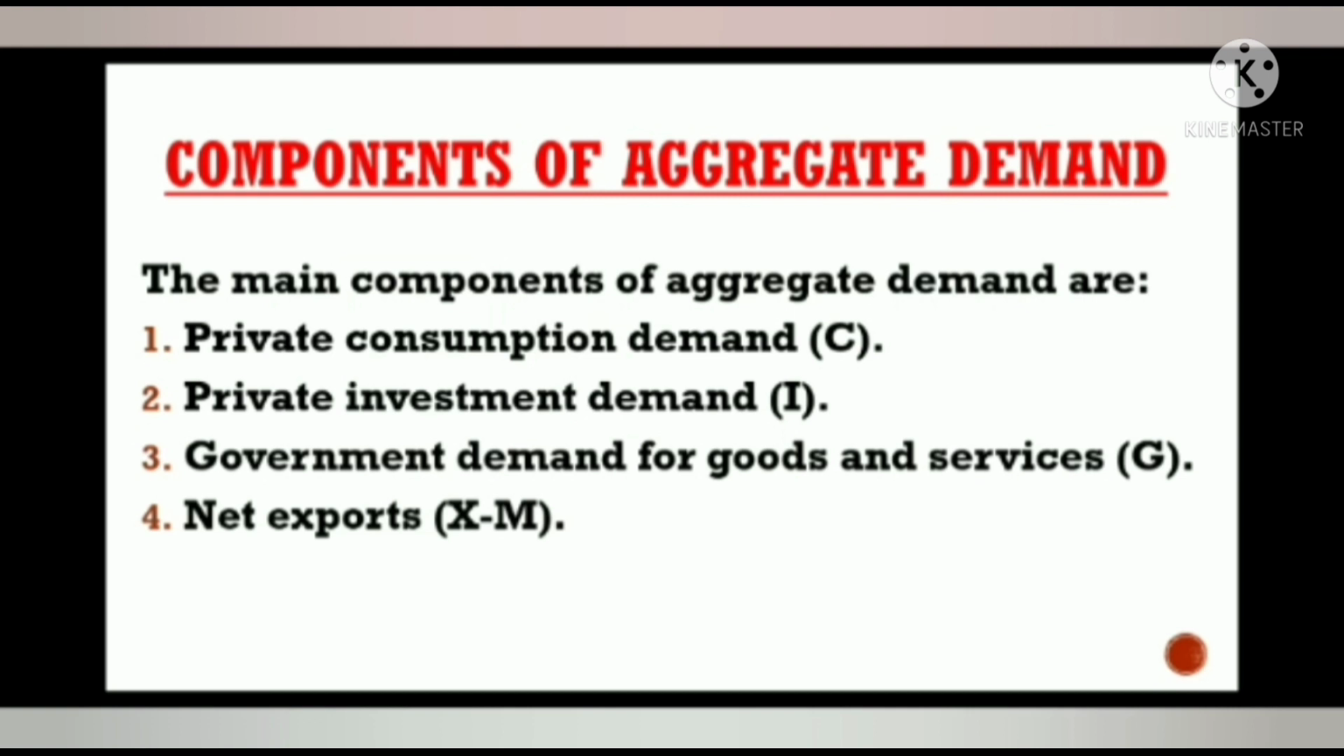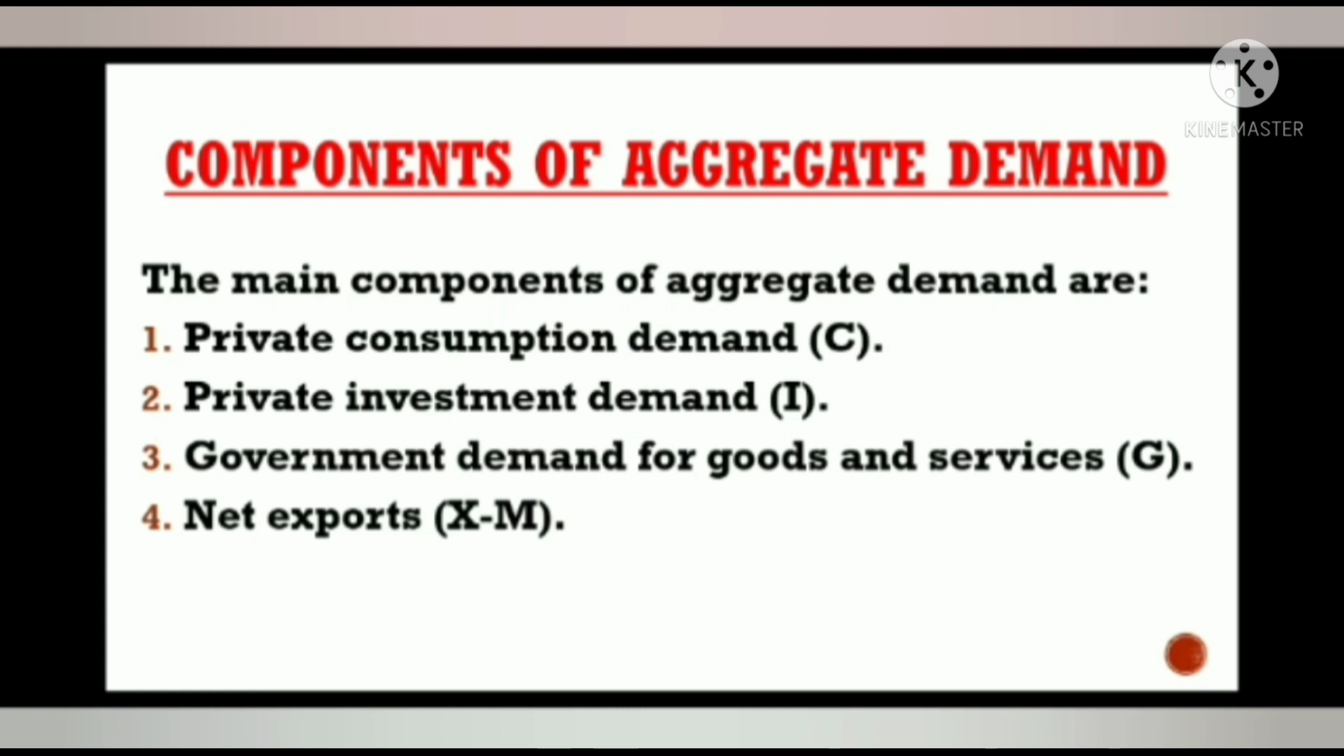Point number 3 is government demand for goods and services, that is G. It refers to the expenditures by government on the purchase of consumption goods meant for collective consumption. It also includes government expenditures on the construction of roads, dams, etc.